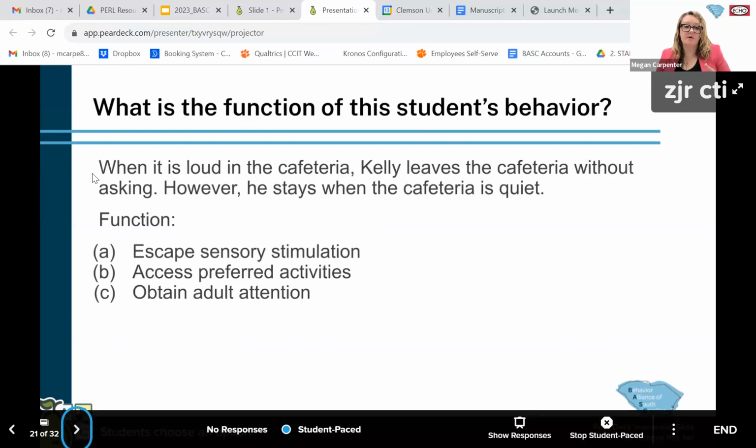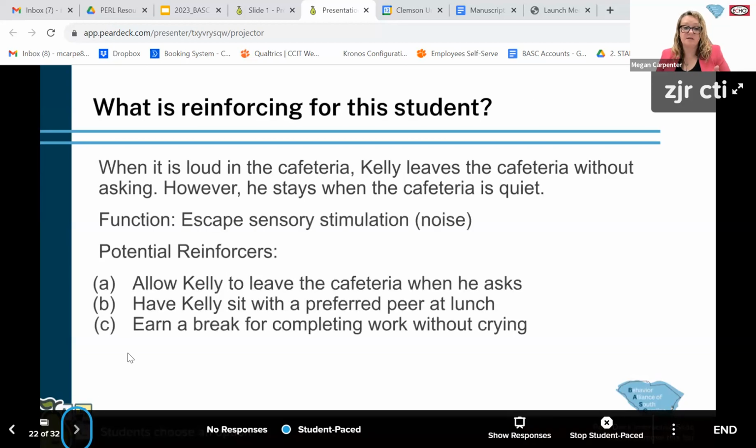In our third example, we see that when it's loud in the cafeteria, Kelly leaves the cafeteria without asking. However, he stays when the cafeteria is quiet. So when we consider possible functions, we would go through the function-based thinking process. We see that Kelly likely engages in this behavior of leaving the area without asking to escape that sensory stimulation or that noise.